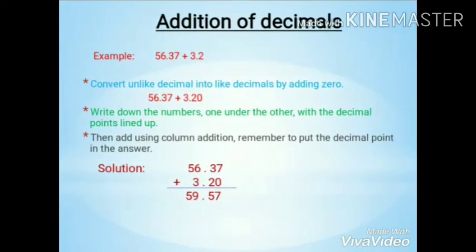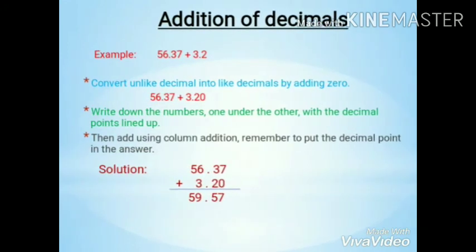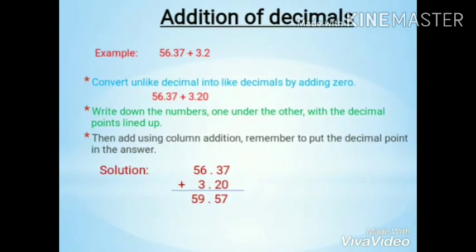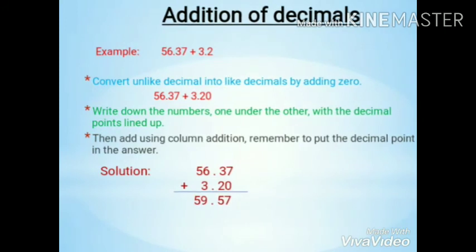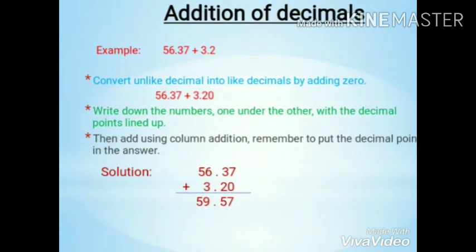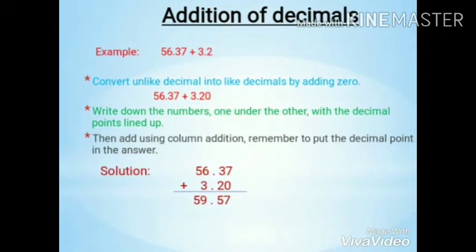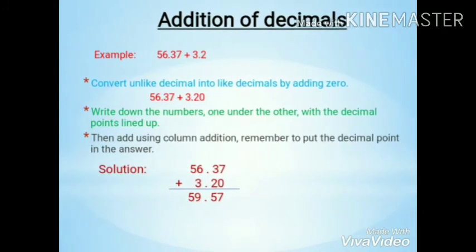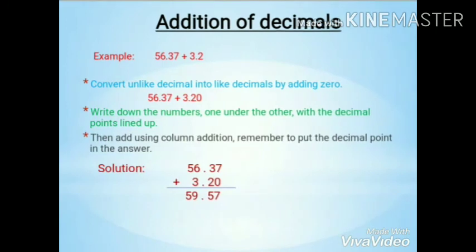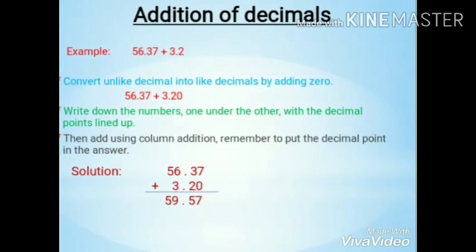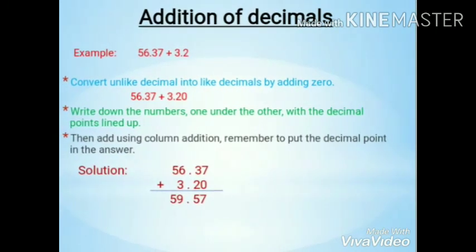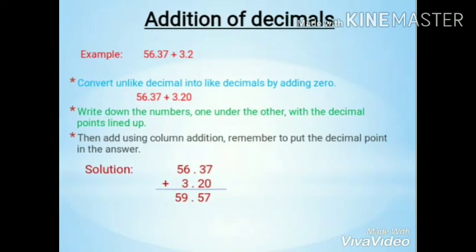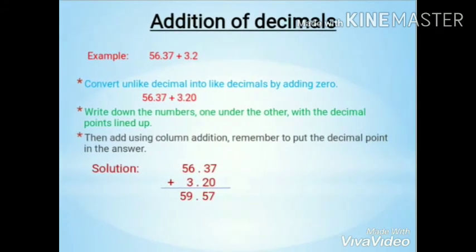So first of all, convert both of them into like decimals by adding 0. So we get 56.37 and 3.20. So now you can see both are like decimals because after decimal we have equal digits in both the numbers. So now add them using column method. Now here we get the answer, that is 59.57.